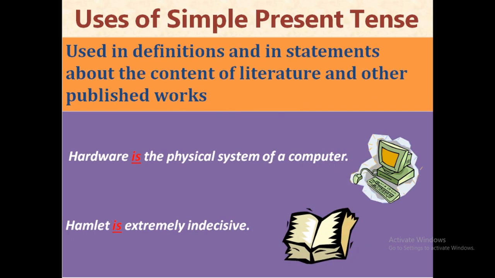Then the fifth use is, it is used in definitions and in statements about the content of literature and other published works. For example, hardware is the physical system of a computer. It's a definition of the hardware. Hamlet is a book. Hamlet is extremely indecisive. So it is a remark about the content of the book.